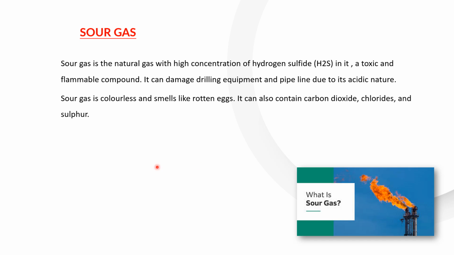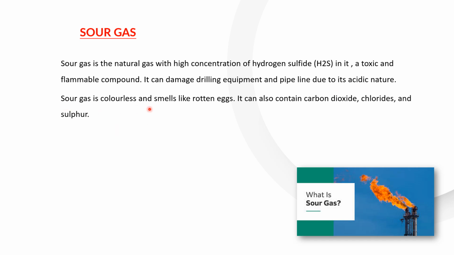Sour gas. What is sour gas? Sour gas is natural gas with a high concentration of hydrogen sulfide in it. Sour gas is also a natural gas, but the concentration and presence of hydrogen sulfide in this gas is much higher. Sour gas is a toxic and flammable compound. It can damage drilling equipment and pipeline due to its acidic nature.